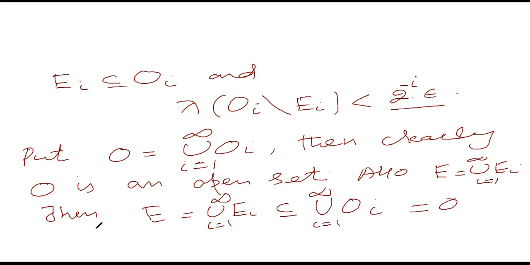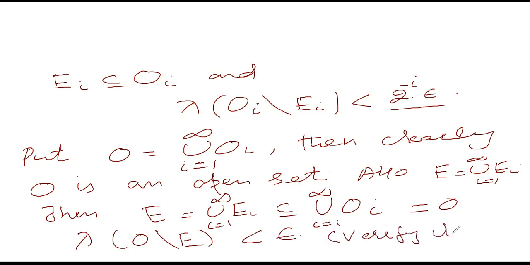Now we try to find the Lebesgue measure of O minus E, and you can verify that it is less than epsilon. I will leave this as an exercise. So this proves one direction of the theorem. Now we prove the converse.